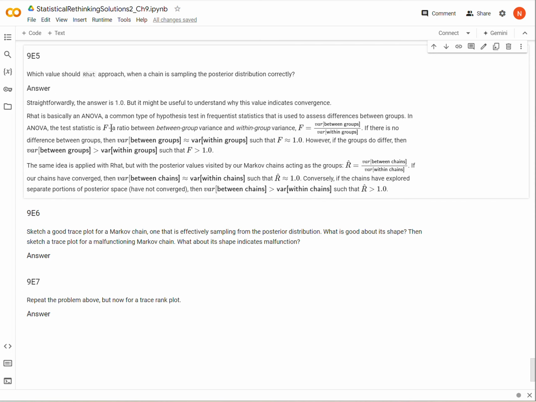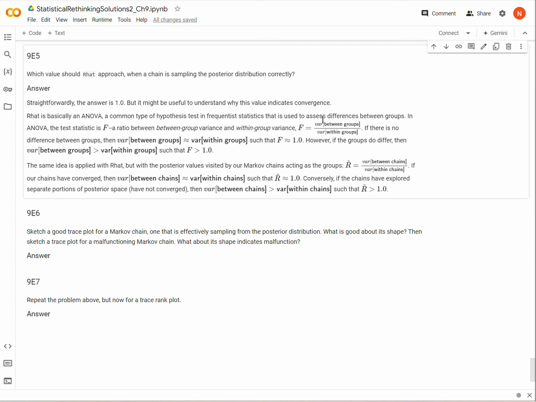But anyway, in the frequentist world, the test statistic from ANOVA is called F. F is a ratio between the variance between your groups over the variance within groups. So this is what the F statistic roughly looks like: the variance measured between groups, and then within each of those groups, I also measure variance.